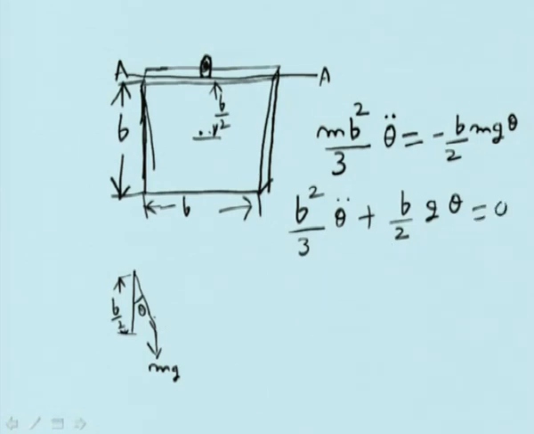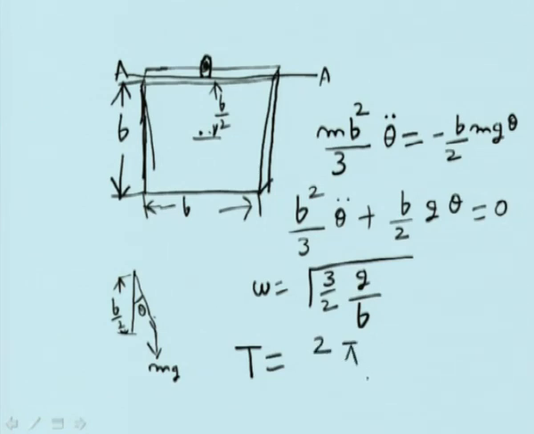So you get this equal to 0, and therefore omega comes out to be equal to under root 3 by 2 g by b. And time period T comes out to be 2 pi by omega, that means 2 pi under root 2 by 3 b by g, and this is the solution of this problem. So this is how it can be done.